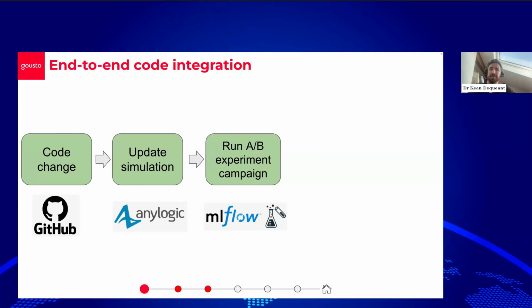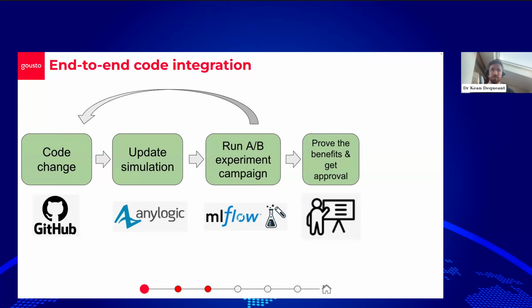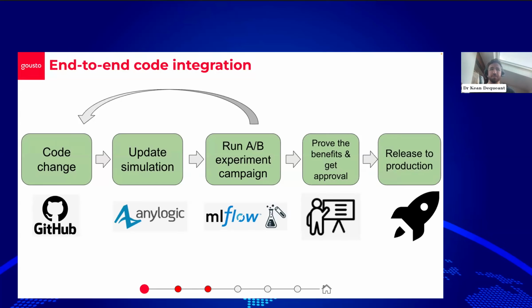Then you run your AB experiment campaign. You run dozens of different simulations with your previous software and your new software. You might have to do a few feedback loops to make sure that you have what you want. And then once you're satisfied with it, you can prove the benefits, you go a bit higher up and get approval for your software release, and then you release to production. So let me show you how that looks in reality.